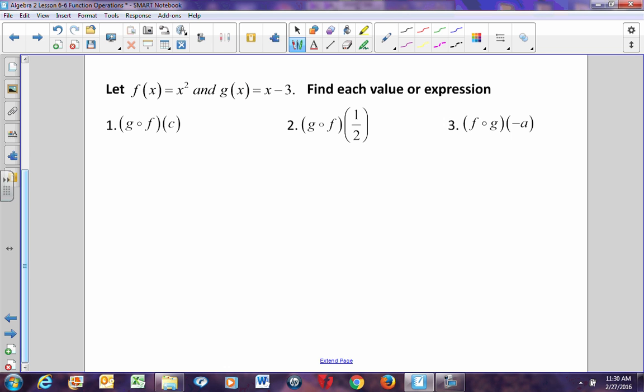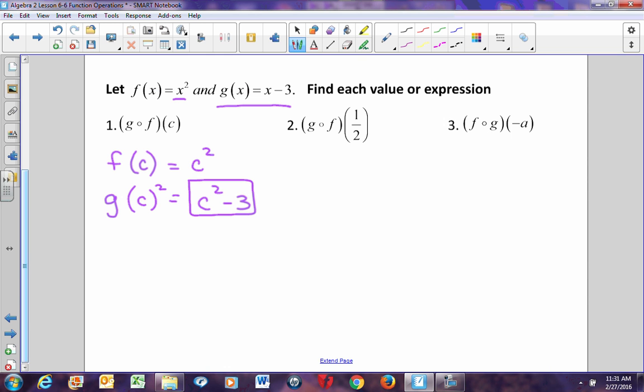g of f of c means I'm going to find f of c first. f of x was x squared, so now I'm going to place c squared. Now I'm going to find g of f of c, which is g of c squared. That says every time I see an x in my g of x, I'm going to replace it with c squared. So now I have c squared minus 3. So g of f of c is c squared minus 3.